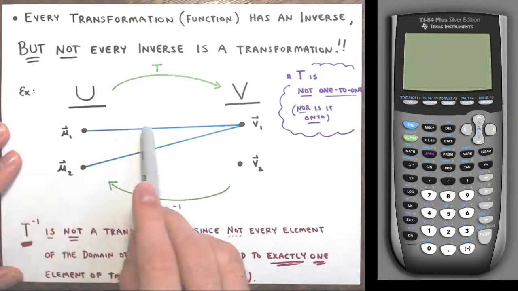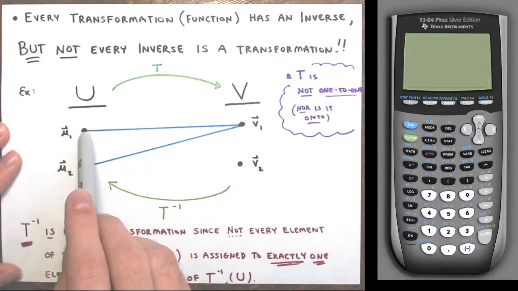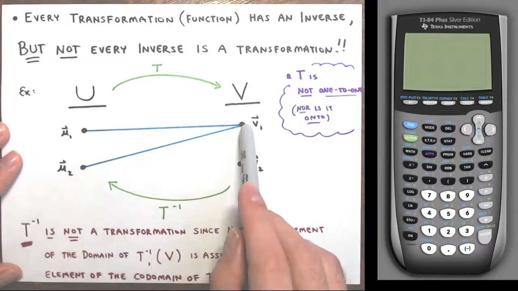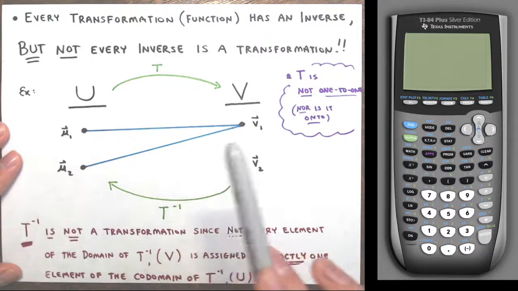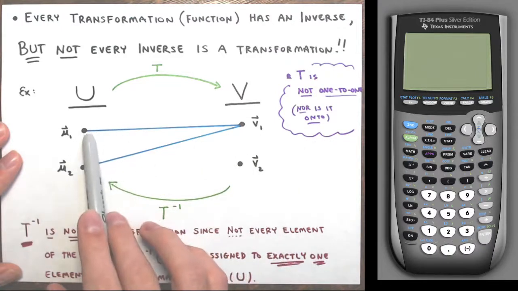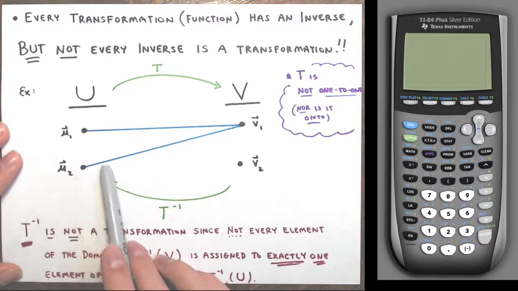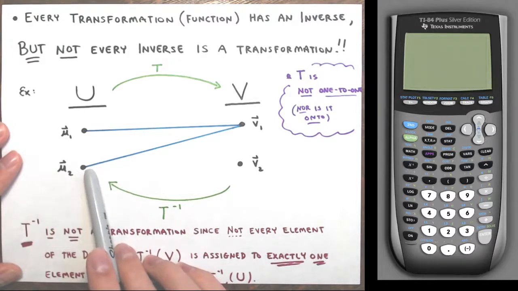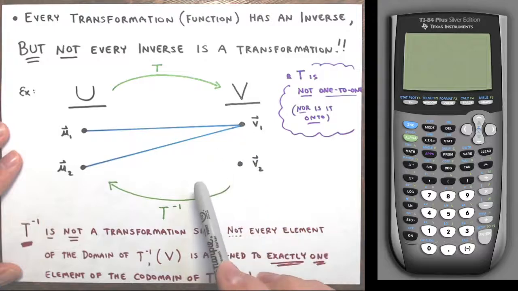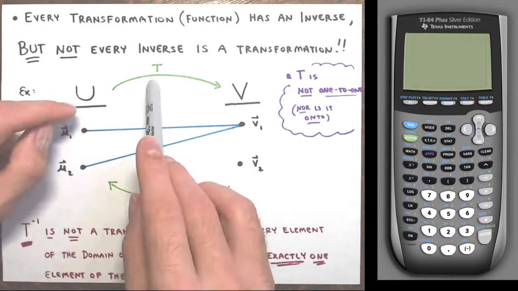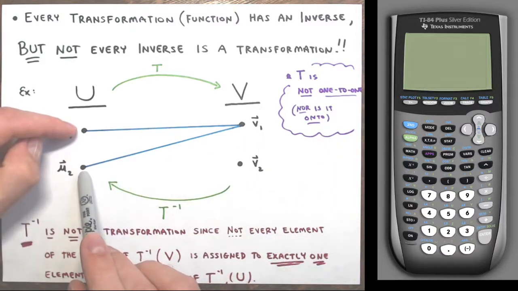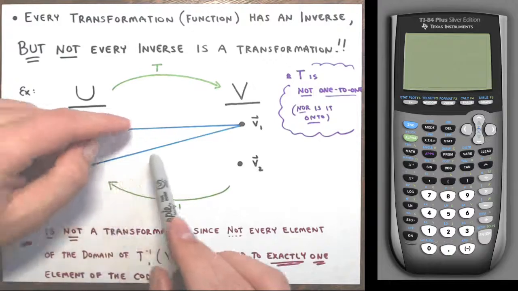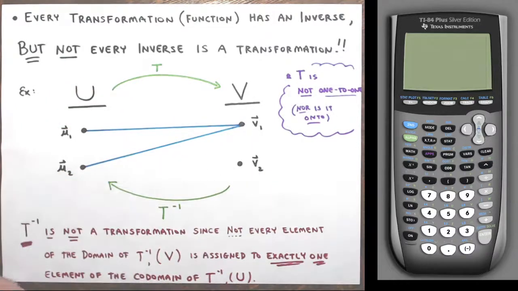You see T is a transformation. Every element of the domain, every element of U, is mapped to exactly one element of the codomain. U1 maps to V1, and that's the only line coming off of U1. U2 has only one line coming off of it. It maps to exactly one element of the codomain, V1 as well. But T is not what they would call one-to-one, because there are two different inputs, two different domain elements, that go to the same element of the codomain.